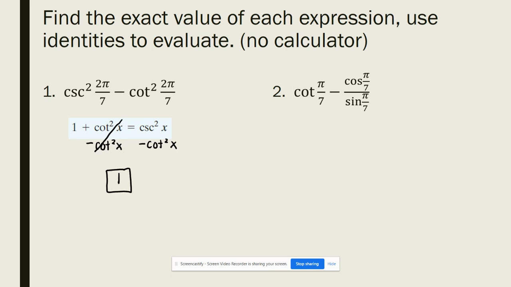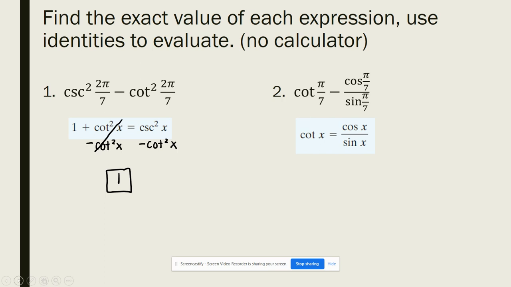Looking at problem number 2, cotangent of pi over 7 minus cosine of pi over 7 divided by sine of pi over 7. The first thing I notice is that that second term is cosine divided by sine. That's one of our identities. That's the quotient identity. Notice that cosine divided by sine is really the same thing as cotangent.